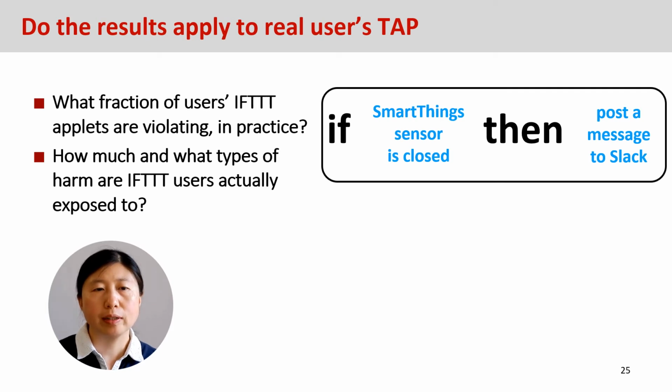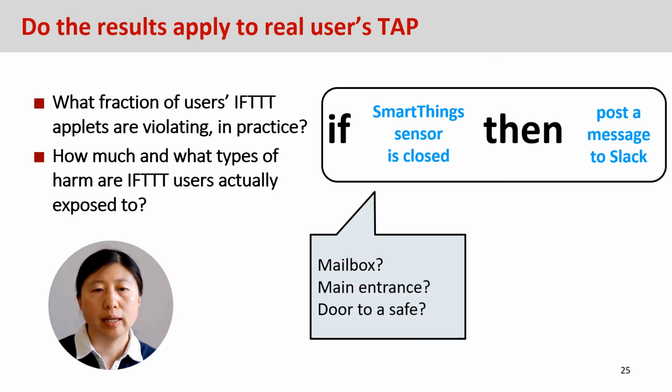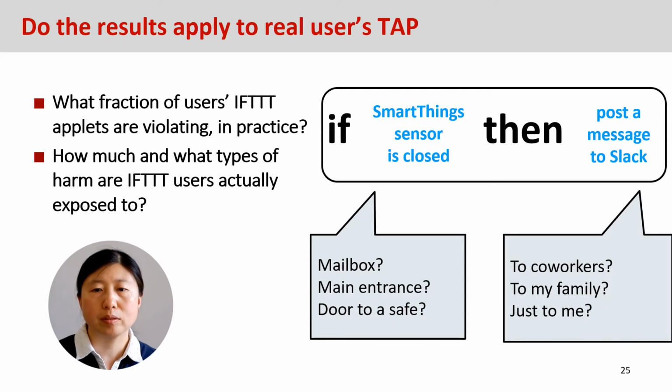The publicly available recipes do not contain enough information about triggers and actions. For example, this if rule just said that the trigger is a SmartThings sensor closed. This sensor can be mounted on a mailbox or main entrance of a building or a door to a safe. These locations have very different implications for security and integrity. Similarly, the trigger is post a message to Slack. It's unclear who can view the message on Slack. Is this a Slack channel to coworkers or to the family?